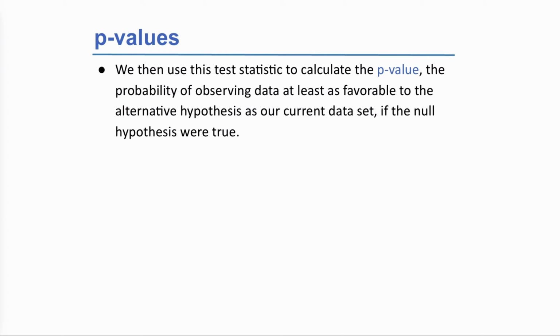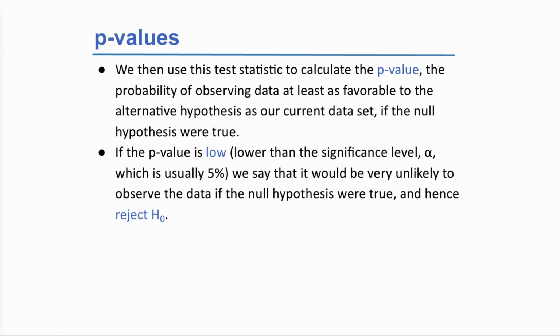We then use this test statistic to calculate the p-value, which is the probability of observing data at least as favorable to the alternative hypothesis as our current data set if the null hypothesis were true. If the p-value is low, lower than the significance level, alpha, which is usually 5%, we say that it is very unlikely to observe the data if the null hypothesis were true, and hence we reject the null.